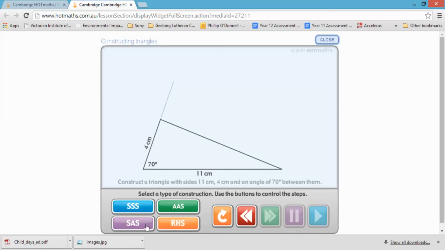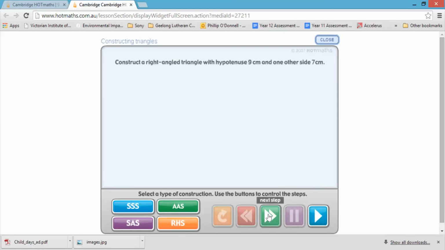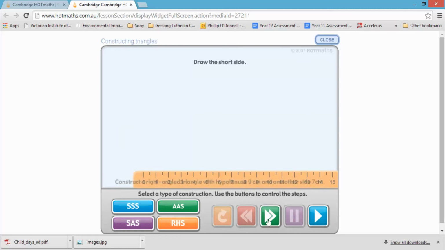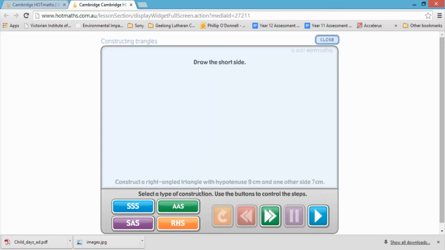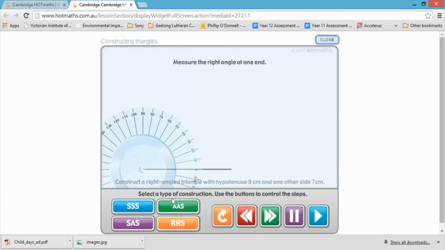Okay, and our last one is the right angle, hypotenuse, and one other side. So construct a right angle triangle with a hypotenuse of 9 and one other side of 7. And we know it is a right angle triangle. So the first thing we're going to do is rule a 7 centimetre side at the bottom there. We get our protractor out and we measure the 90 degrees.